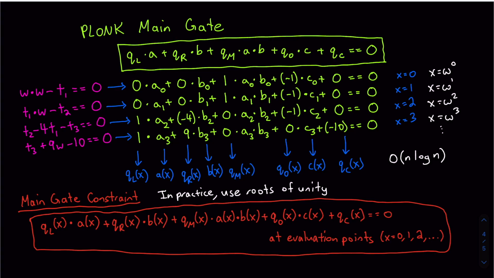The rows of constraints are captured by interpolating them into polynomials, and instead of checking each constraint individually, we just check that a single polynomial constraint holds at all the evaluation points. That's how PLONK can handle thousands or even millions of constraints efficiently.